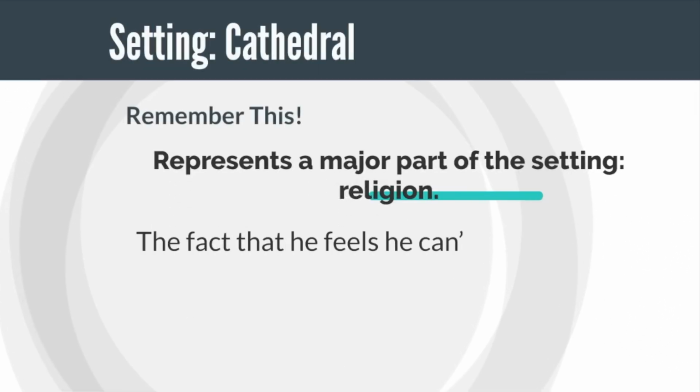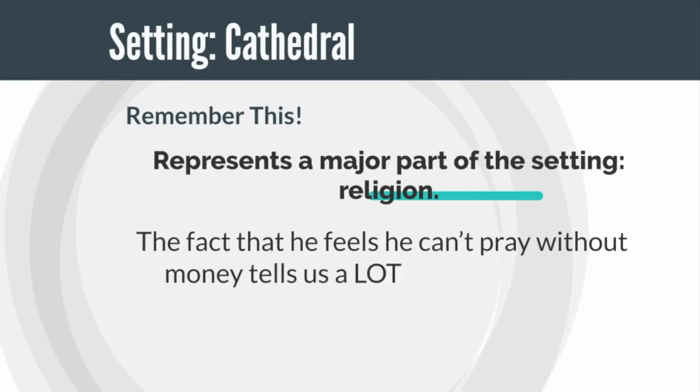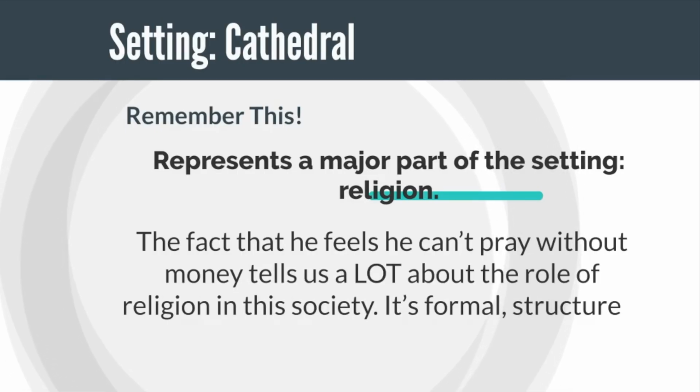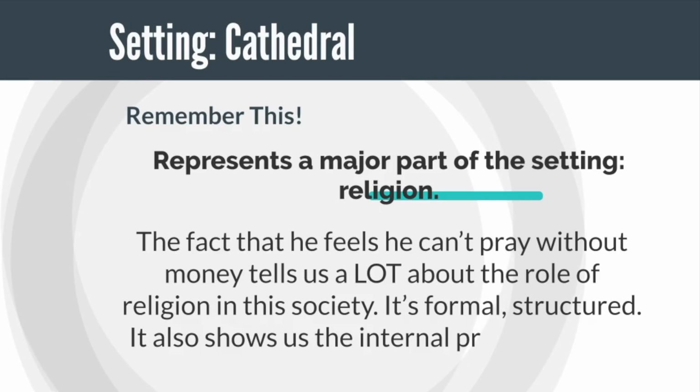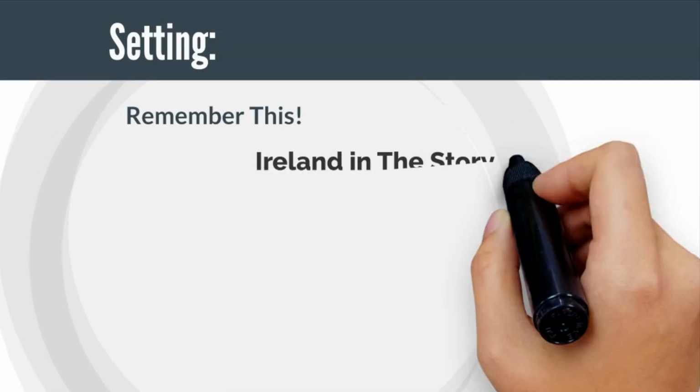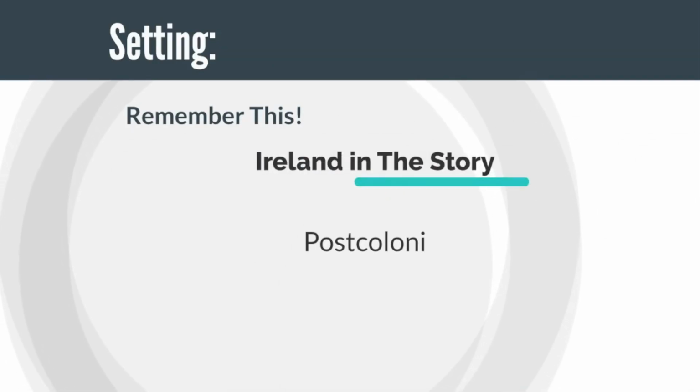The fact that he feels he can't pray without money tells us a lot about the role of religion in this society. It's formal, structured. It also shows us the internal pressure Fleury puts on himself. He thinks, no penny, no miracle. So, what does this setting really show us?